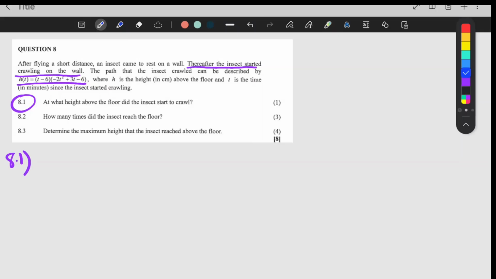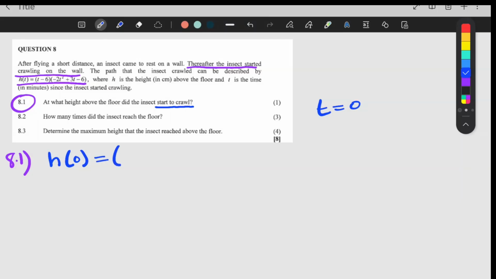8.1 says, at what height above the floor did the insect start to crawl? So when the insect starts to crawl, remember no time has passed. It's only starting, so no time has passed. So it means time is equal to 0. So here, I'm going to say h of 0, so not h of t, h of 0. So I'm going to make t 0.